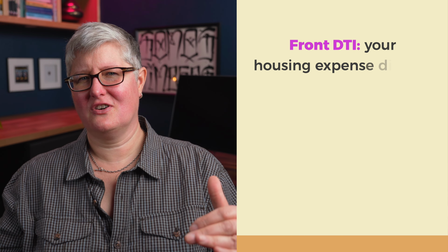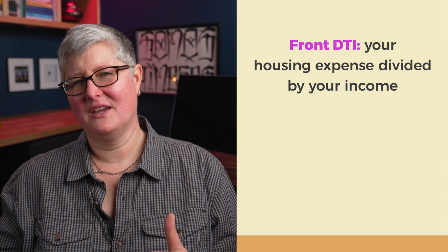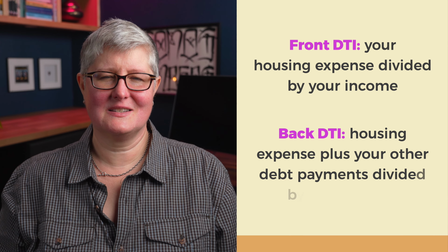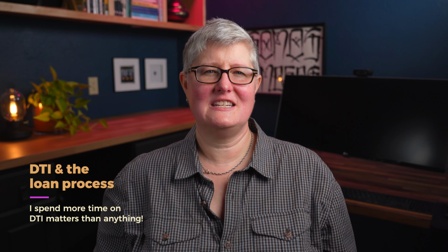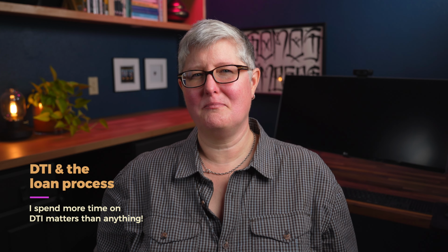Now, as a refresher, your lender is going to figure 2 debt-to-income ratios, a front DTI, which is your housing expense divided by your income, and a back DTI, which is your housing expense plus your other debts divided by your income. So how exactly does your DTI figure into the lending process? Although there's a lot more to every loan than just the DTI, in my everyday practice, I am quite sure I spend more time on DTI related matters than anything else. And in the real world, I usually work backwards.